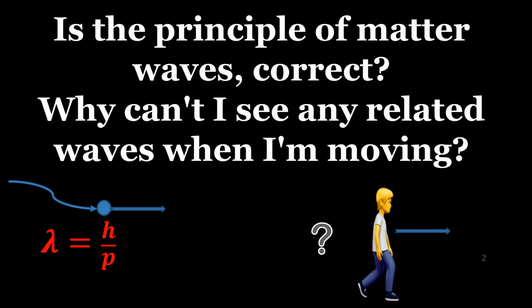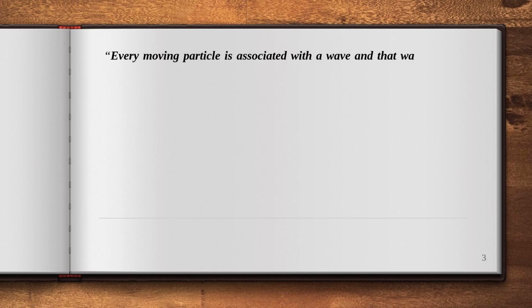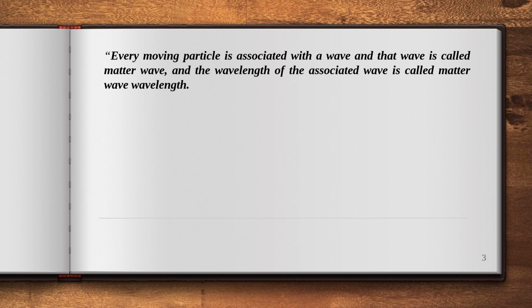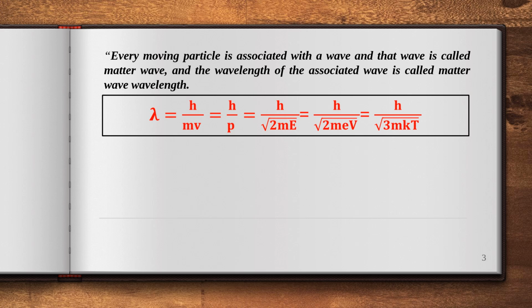I need to check. By definition, a moving particle is associated with a wave, and that wave is called a matter wave. The wavelength of the associated wave is called the matter wave wavelength. These are measured using different formulas based on the data given and the situation. It might be lambda equals h by mv, or h by p, or h by square root of 2mE, or h by square root of 2mqV, or h by square root of 3mkT. These are the different forms to measure the matter wave wavelength.